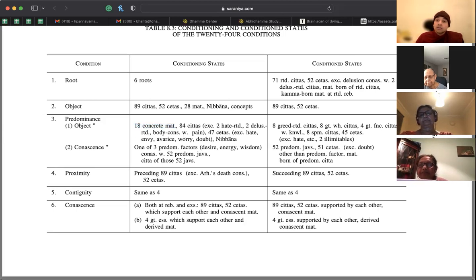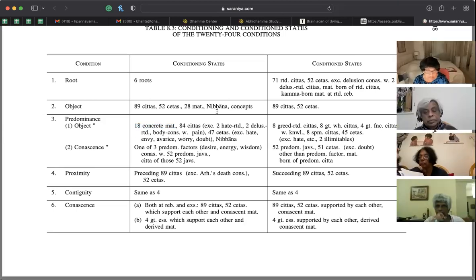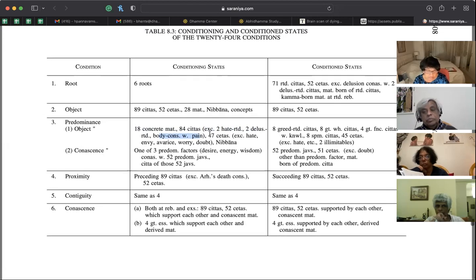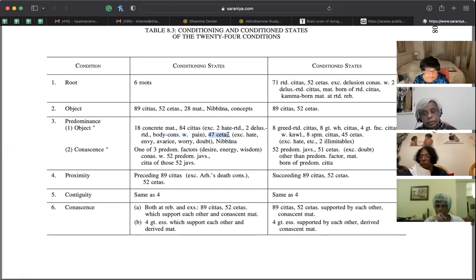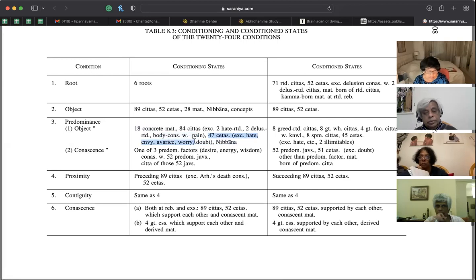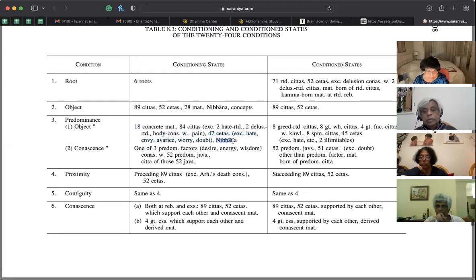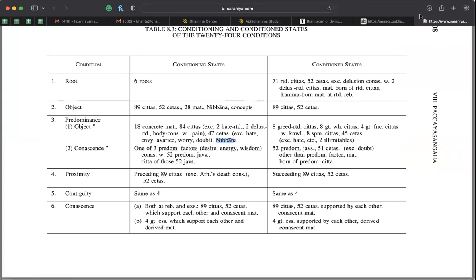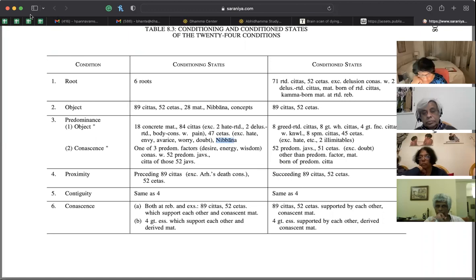18 concrete matters, 84 chittas excluding 2 hate-rooted, 2 delusion-rooted, body consciousness with pain. Is that understood? Right? 47 chetasikas excluding hate, envy, avarice, worry and doubt, and Nibbana. Is that clear, everyone? Is it clear? Right.